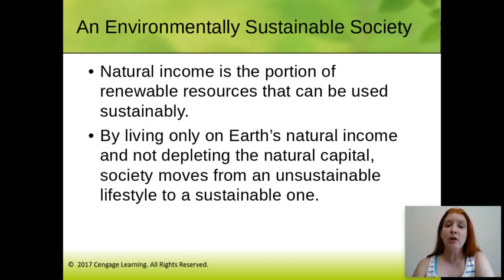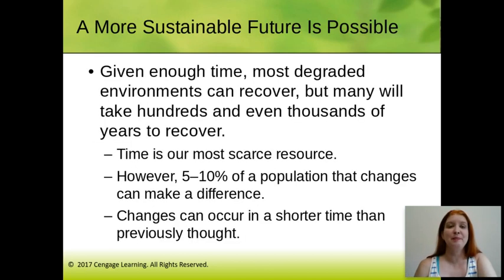By living only on Earth's natural income and not depleting the natural capital, society will move from an unsustainable lifestyle to a sustainable one. So once again, I'll relate this to using cash. If you have enough cash to buy what you need, then you're good and you'll never be in debt. If you're using credit card after credit card after credit card, you're going to be in debt, and at some point you're going to have to pay that back. So try to do the cash only way.